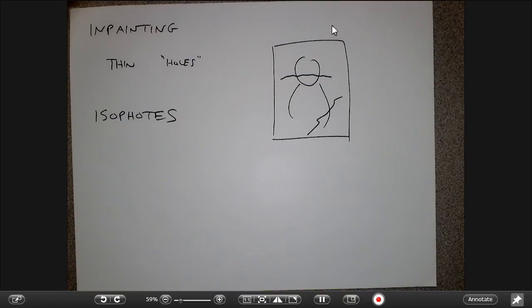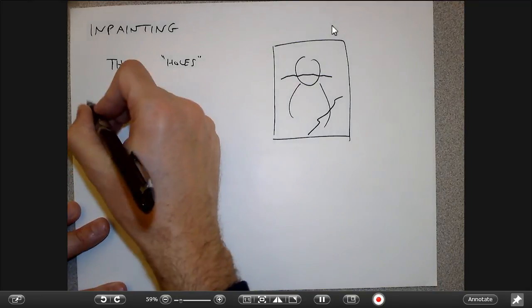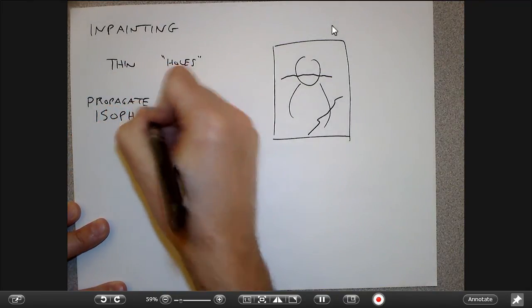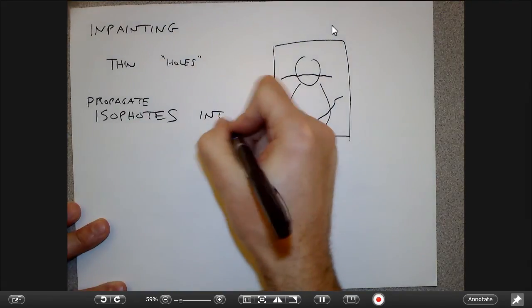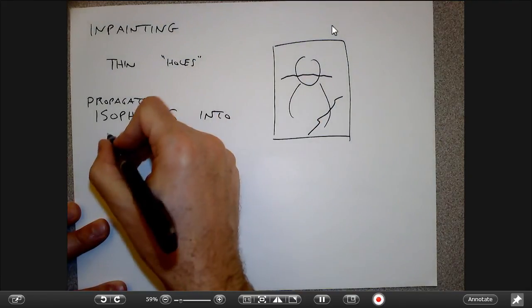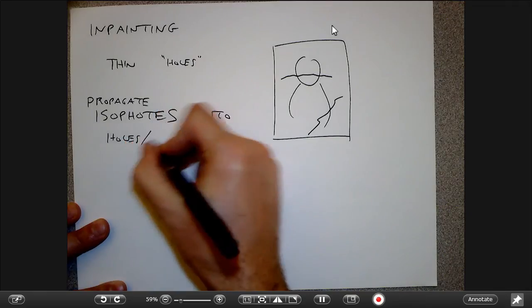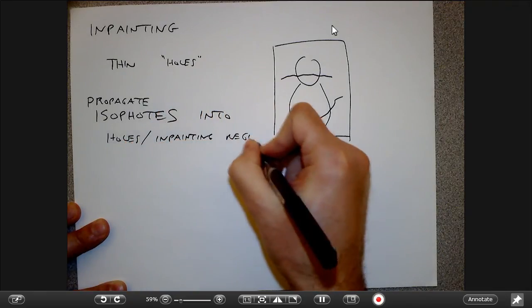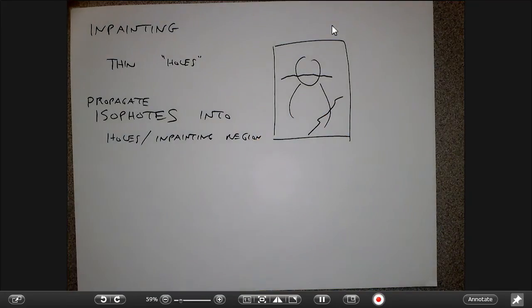And so the idea originally is to propagate isophotes into holes or inpainting regions. In this section I'm going to slangily call the missing pixels the hole, okay?